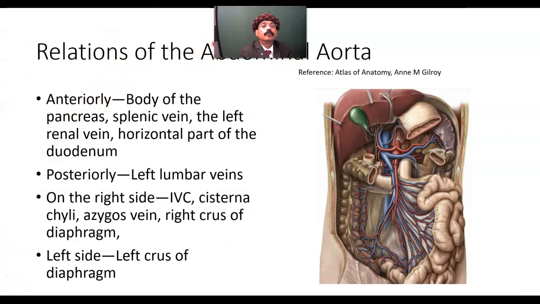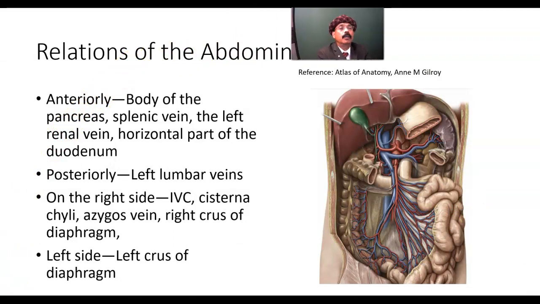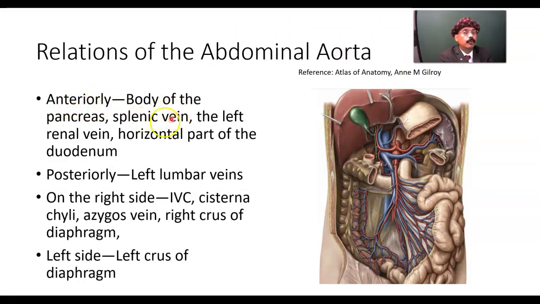Okay, so we'll go to the relations of the abdominal aorta. Anteriorly, body of the pancreas, splenic vein. This is the aorta here. This is the splenic vein.